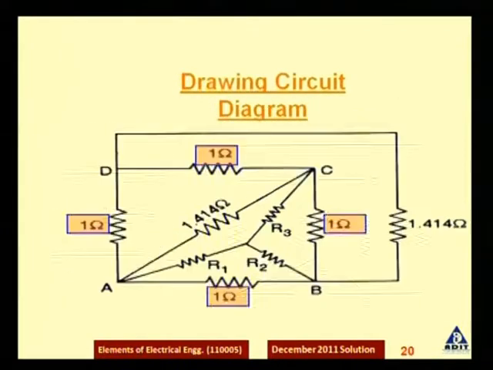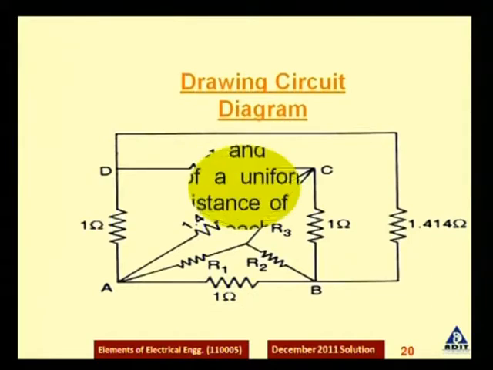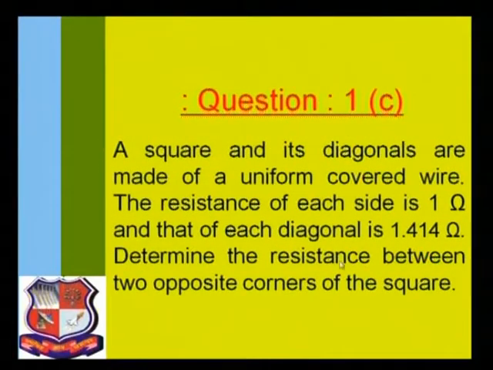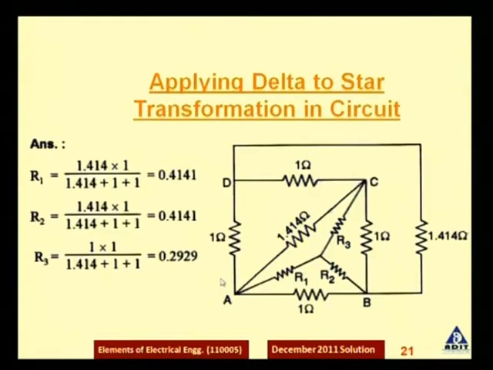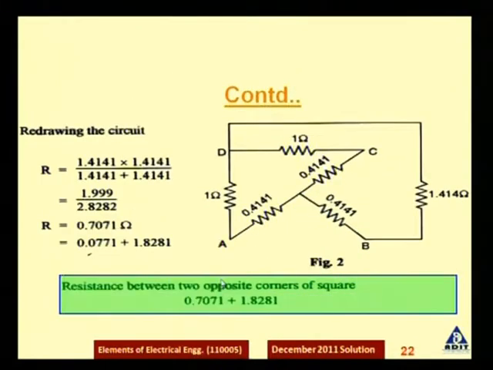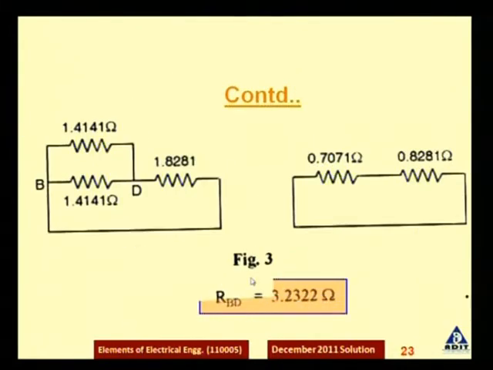If you observe the circuit again, as per the diagram the resistance between the B and D terminals appears to be 1.41, but if you solve this circuit, then the equivalent resistance is 3.2322 ohm. So this is your final answer.